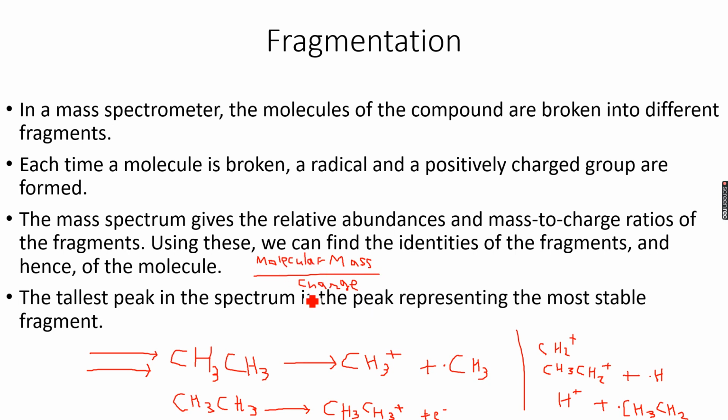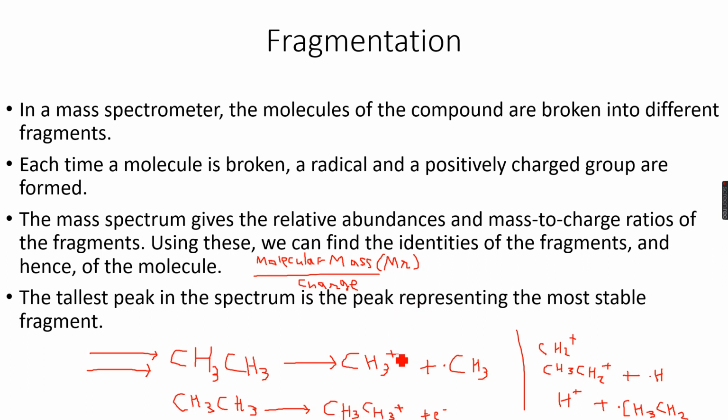So this is the mass to charge ratio, but actually this charge, as you can see in all of these cases, is plus one. We have a plus one charge over here, over here, over here, over here. So we take this charge as plus one always. So molecular mass divided by plus one will be the molecular mass, the relative molecular mass, or MR as we call it. So actually the mass to charge ratio is nothing but the relative molecular mass of the fragments.